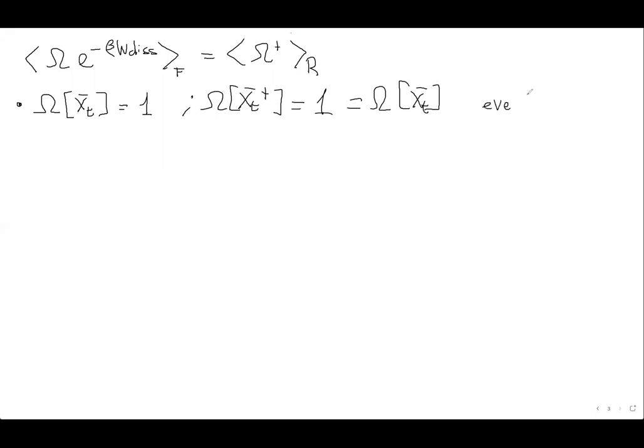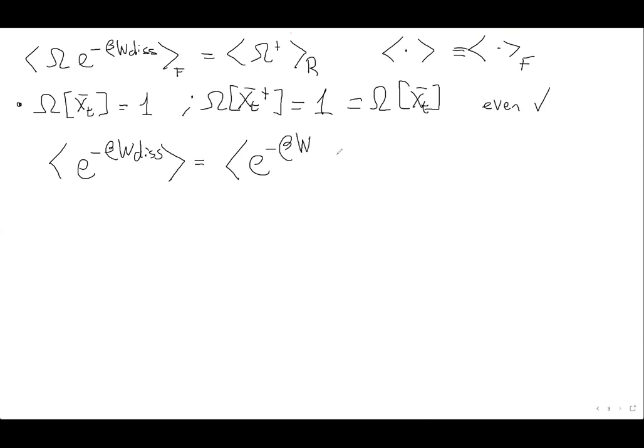So it's even, fine. Okay, so if we apply this equation to one, we get one times e to the minus beta W dissipation. I won't put forward because when I put nothing, in my notation this is equal to forward, okay? So e to the minus beta W dissipation, which is the exponential of minus beta (W minus delta F). Remember here, W is stochastic, but delta F is deterministic. This is equal to one average in the reverse, so it's equal to one.